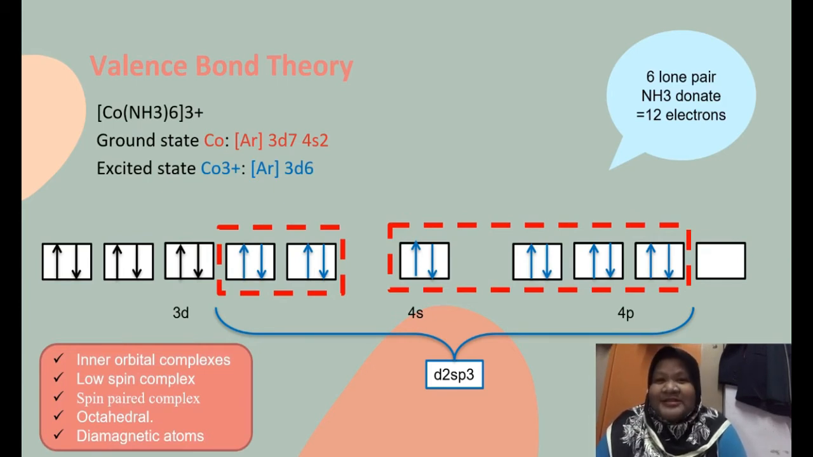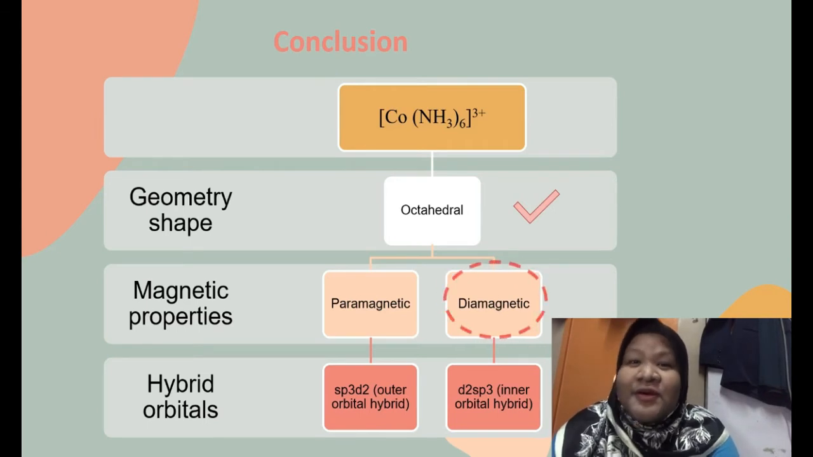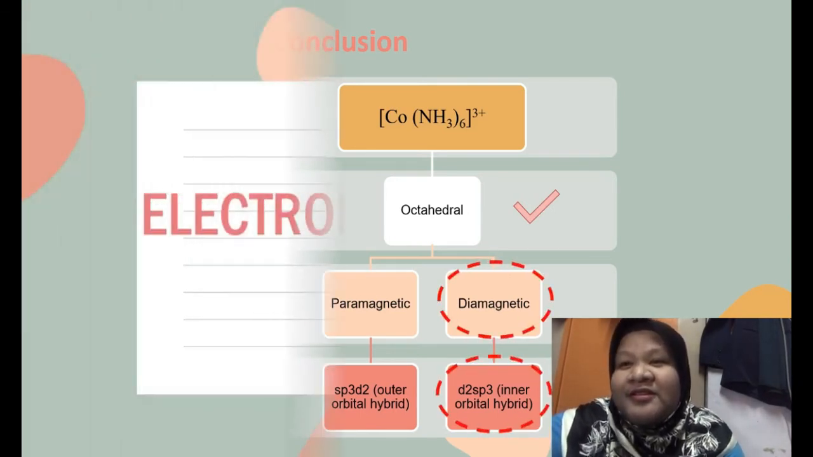This complex is diamagnetic because it does not have unpaired electrons. In conclusion, the geometry shape is octahedral. It has diamagnetic properties, and the hybrid orbital is d2sp3, which is an inner orbital hybrid.